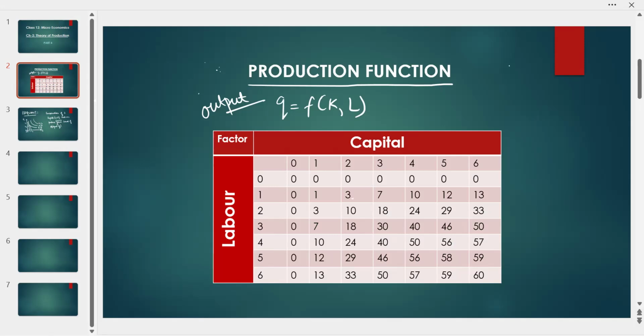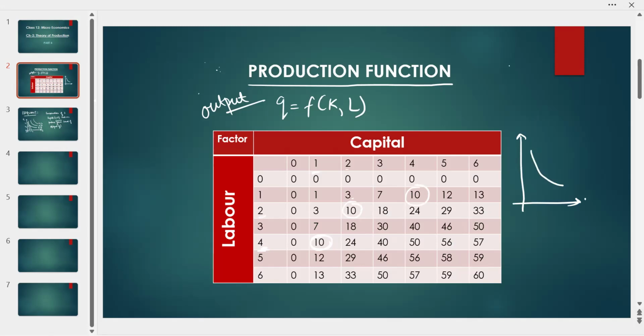Now, if we look at the isoquant at this level, the output 10 can be produced by using 4 units of labor and 1 unit of capital. On the other hand, the same level of output, 10 units, can be produced by using 2 units of labor and 2 units of capital. We can also produce 10 units of output using 1 unit of labor and 4 units of capital. So we can also plot this.